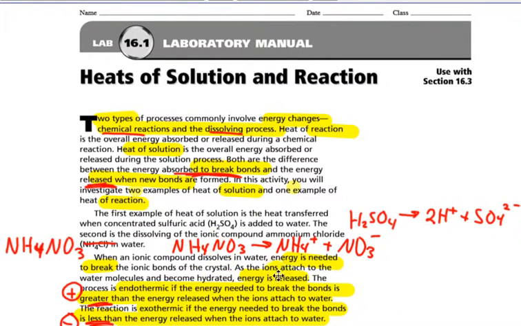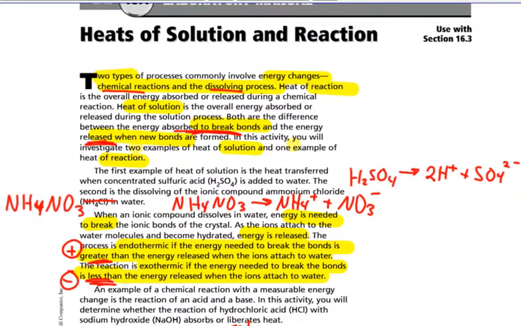When an ionic compound dissolves in water, energy is needed to break the bonds of the crystal. As the ions attach to water molecules and become hydrated, energy is released. The process is endothermic if the energy needed to break the bonds is greater than the energy released when the ions attach to water. So if that initial energy is more, it's endothermic. It's going to absorb more energy than release. And conversely, it's exothermic if the energy needed to break the bonds is less than the energy released when the ions attach to water molecules.